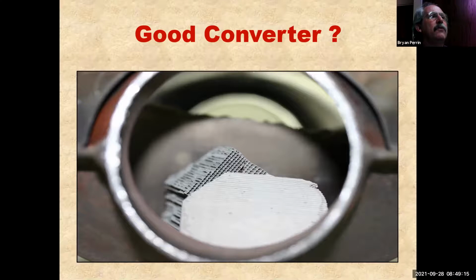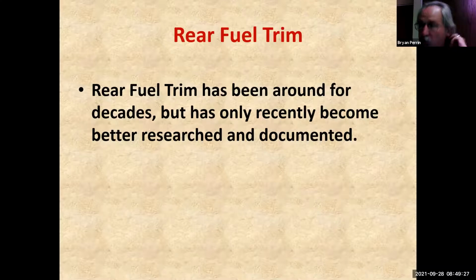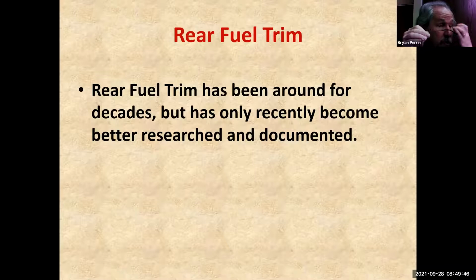So this is called rear fuel trim. Rear fuel trim has been around for decades, but has only recently become better researched and documented. Toyota supposedly started using rear fuel trim in 1989. The earliest documentation I can find from Toyota is 1993, and it's actually hidden in a wiring diagram. It's something that was supposed to be erased that someone left on there. It's a tattletale, basically, letting you know that they're using the rear sensor for fuel control. It's just a footnote on a wiring diagram that someone didn't erase. So that's the earliest written evidence I've seen.